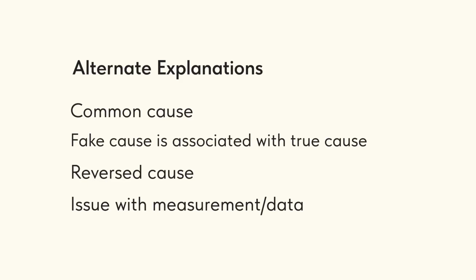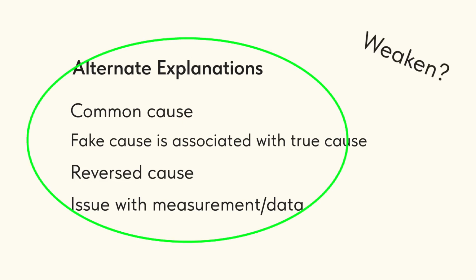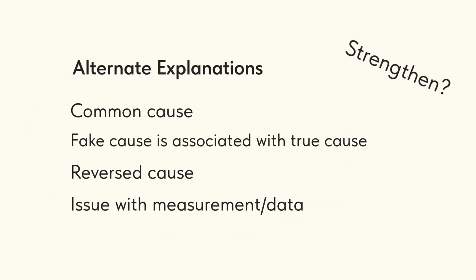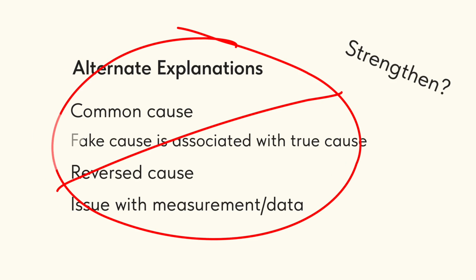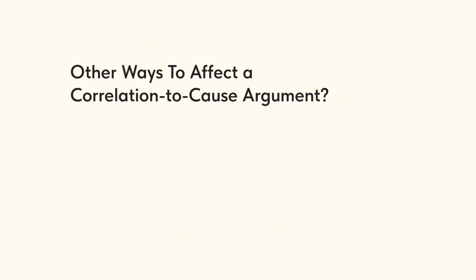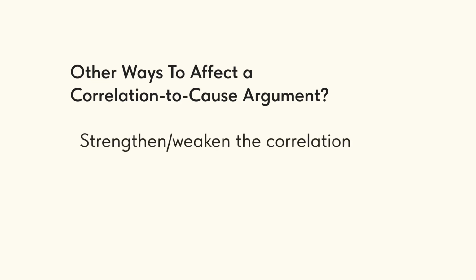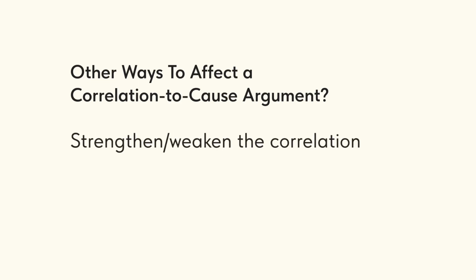We've seen how alternate explanations are the main issue to think about when you get an argument that goes from correlation to cause. If you want to weaken the argument, bring up a potential alternate explanation, and if you want to strengthen an argument, get rid of an alternate explanation. But there are other ways to affect this kind of argument. One of those ways is by strengthening or weakening the correlation itself.